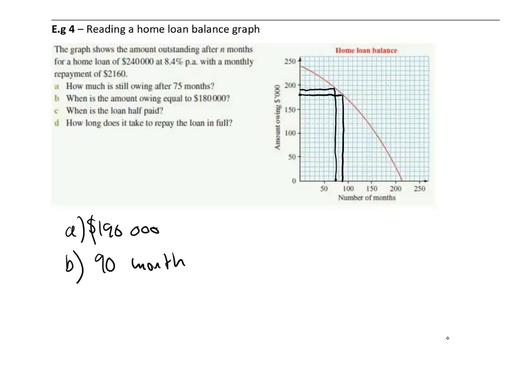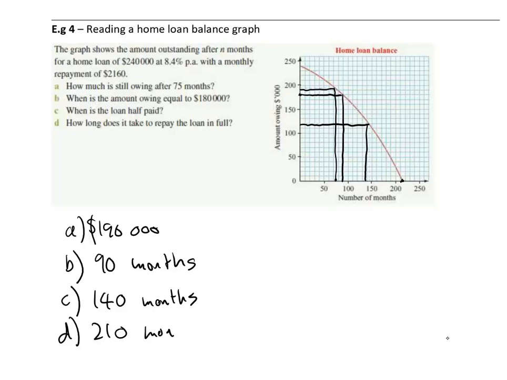About 90 months. When is the loan half paid? So half of 240,000 is 120,000. So we go across and down. And that's about 140 months. It's a long time. When you're borrowing lots of money, it takes a long time to pay it off. And then finally, how long does it take to repay the whole loan in full? We just need to find when it gets to 0, which is about 210 months. So about 210 months in total to pay off the loan.